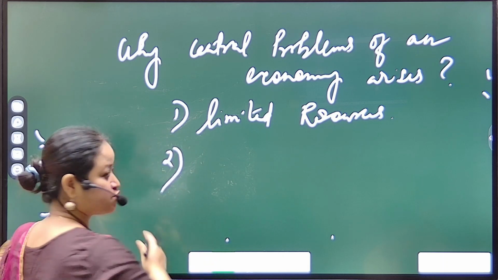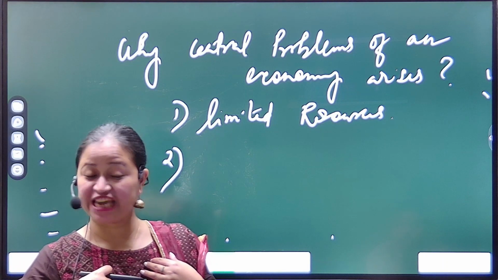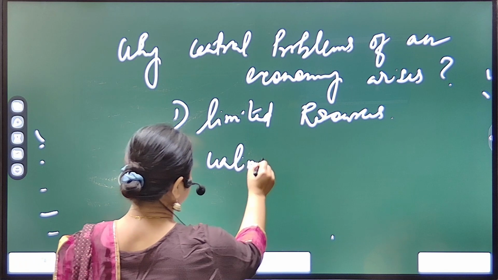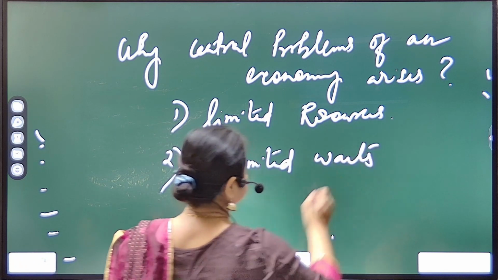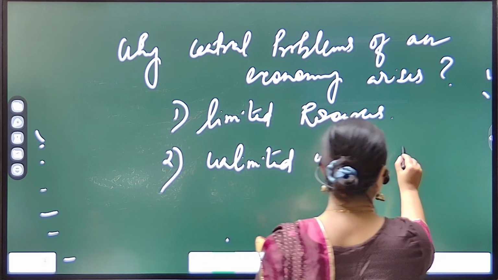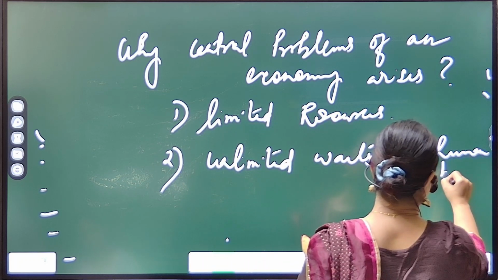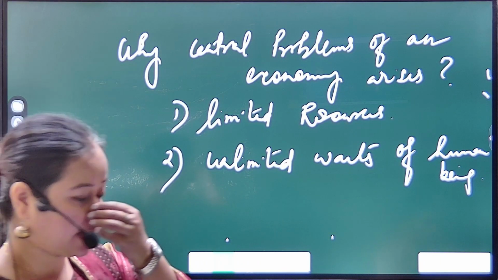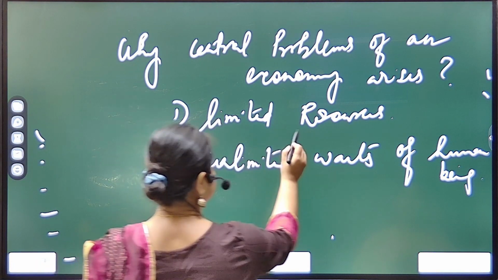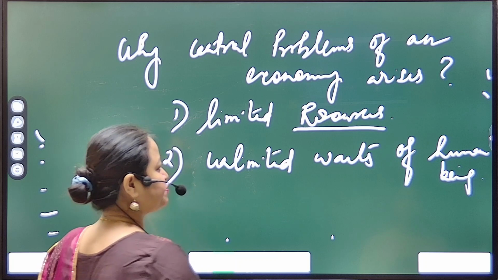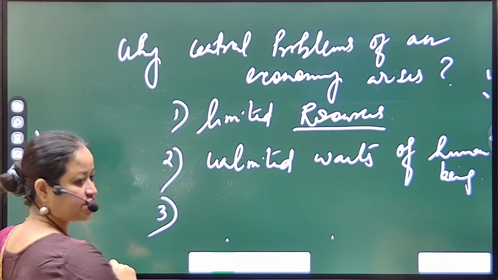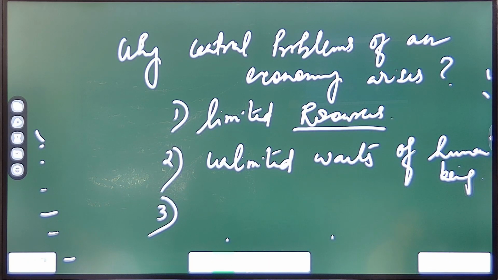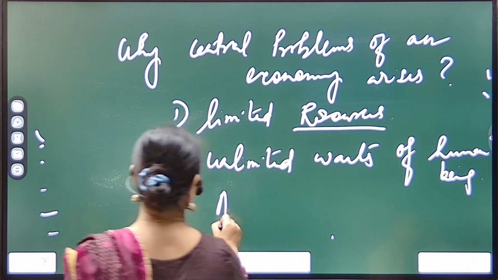And number two, we have unlimited wants. ठीक है? So, unlimited wants of human beings. Fine, so we have unlimited wants. Fine. So, as resources are limited, and even the people have unlimited wants. Now number 3 is, what is number 3? The number 3 is alternative uses.